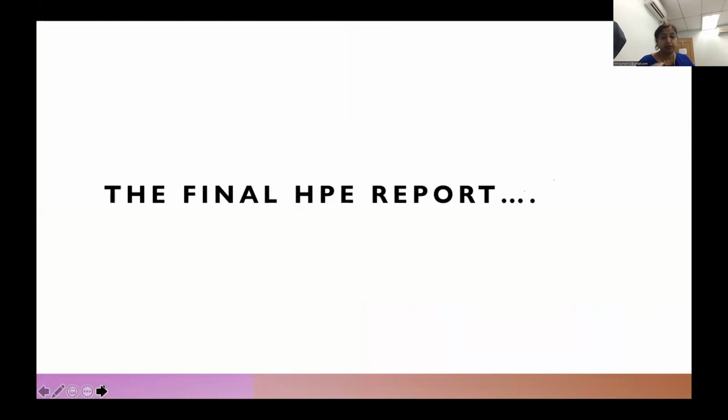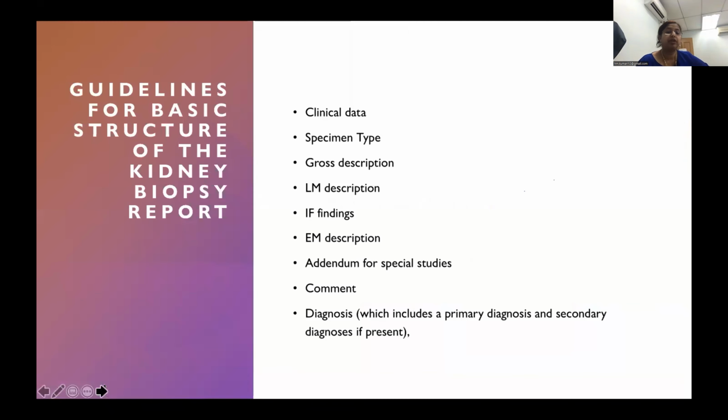So finally, we're coming to the final part, which is the final HPE report. You've done all this meticulous assessment. You've assessed everything. So how do we report now? So the guideline, as we have mentioned this image earlier on, you have put in all these necessary things: clinical data, specimen type, gross description, light microscopy, IF, EM, okay, special studies if there was, and you need to highlight the comment and diagnosis. Now we have come to the diagnosis part of it.